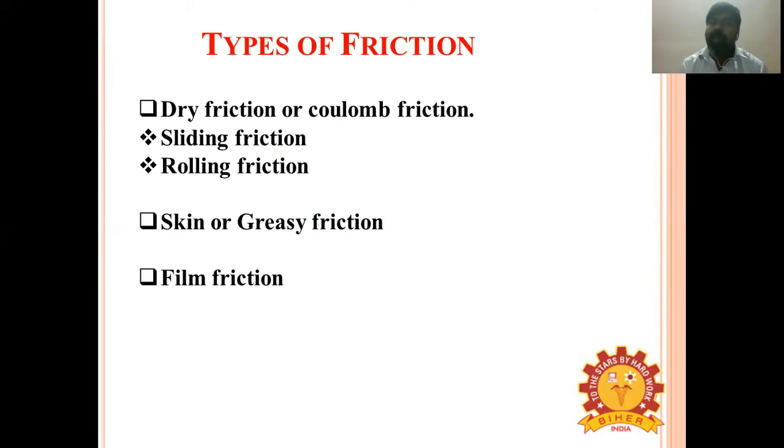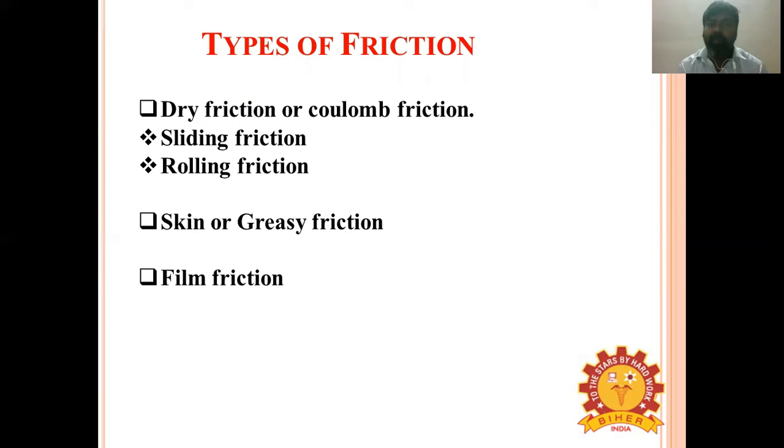This friction may be further classified into static friction and dynamic friction. Static friction, as you know very well, is the friction experienced by a body when at rest. Static means rest. Dynamic friction is the friction experienced by a body when it is in motion. These are the types of friction. Now come to the laws of friction.